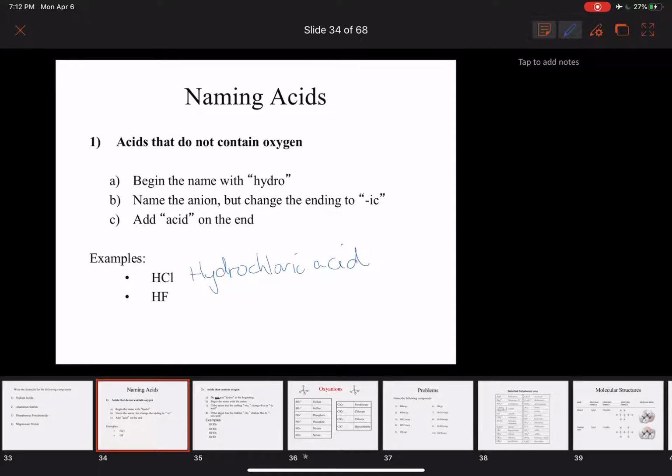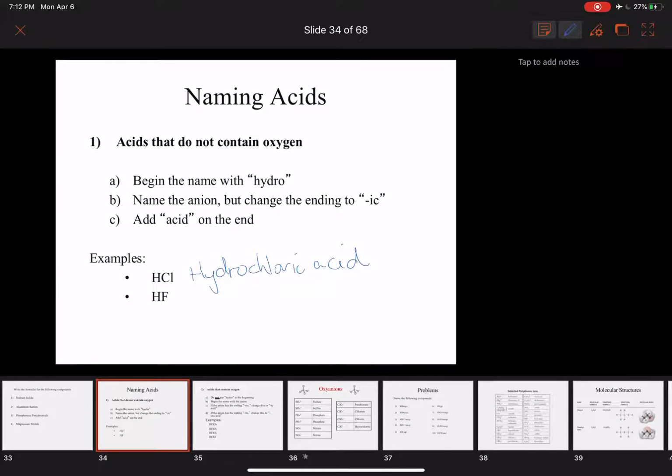When we get to chapter 9, we'll talk about acids and bases a whole lot more. But for now, acids are compounds that can release a hydrogen when they're dissolved in water, so when they're in solution. If you look at a compound and it has a hydrogen written at the front or the left of the formula, there's a chance that you've got an acid there. If it doesn't have an oxygen in the formula, you're going to start the name with hydro.